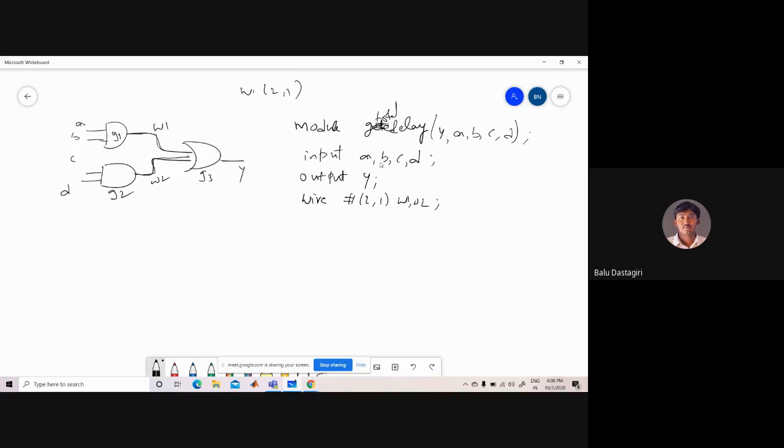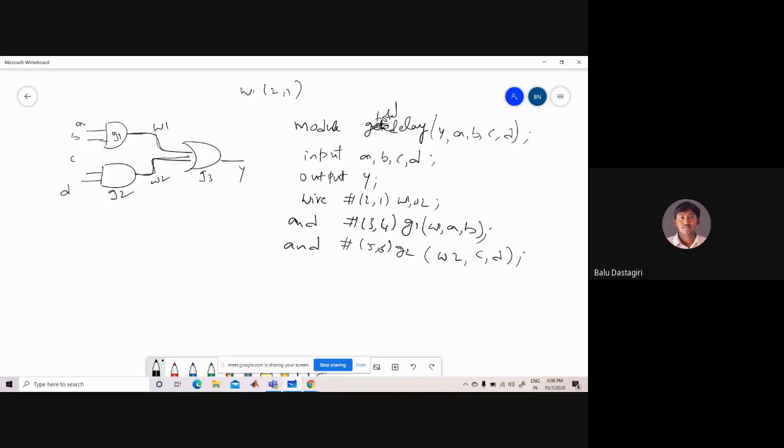Now specify the gates here. Let us take and with delay 3,4. G1 is the label name. The output of G1 is W1 and the inputs are A, comma B. Similarly, specify the second gate, with input delays 5,6. G2 is the label name, the output is W2 and the inputs are C, comma D.